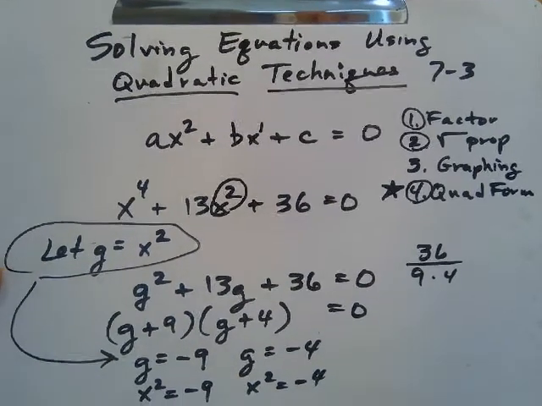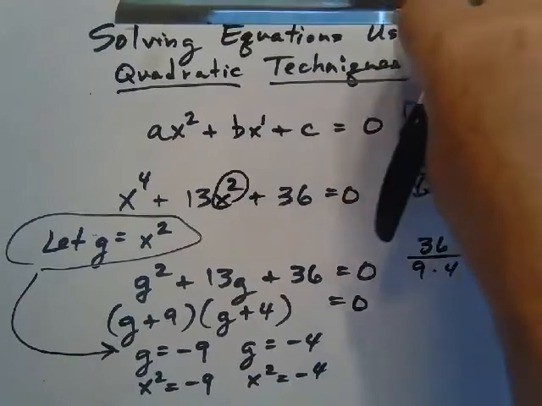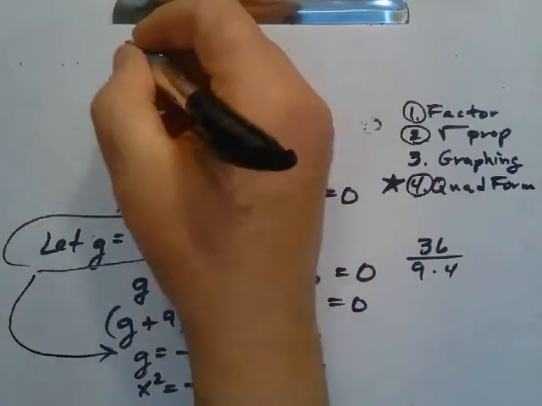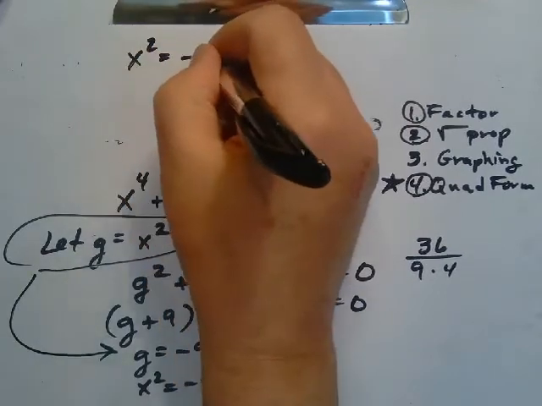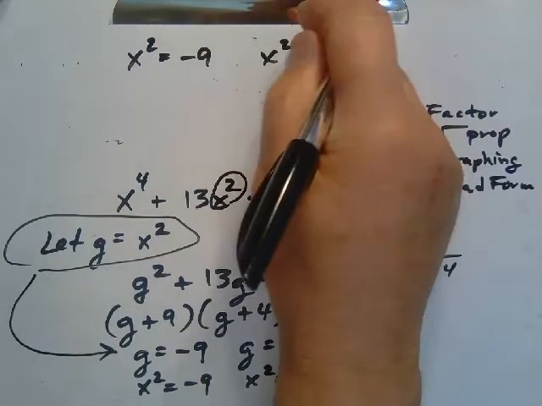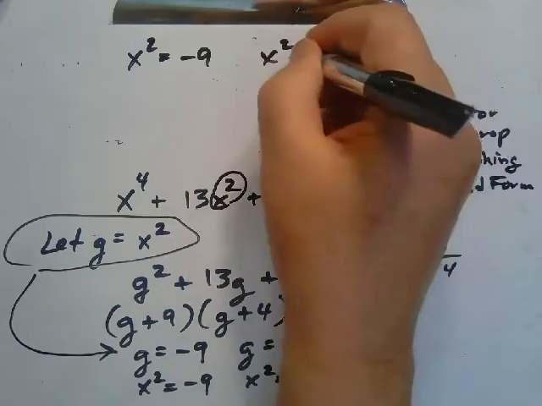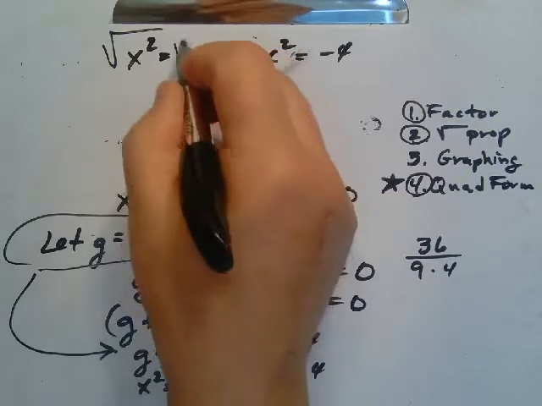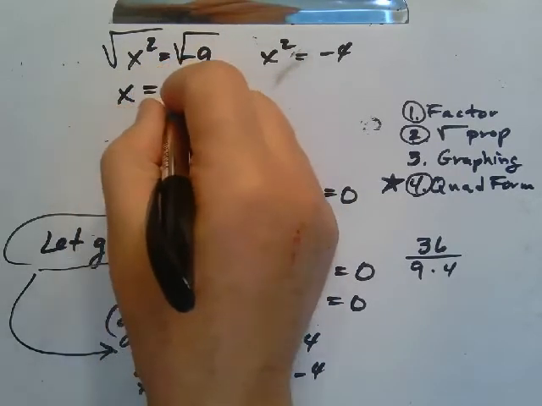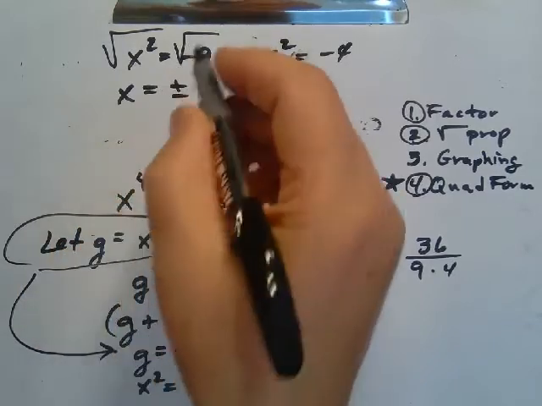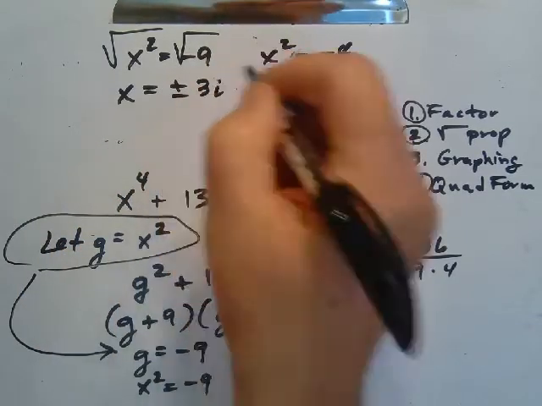I'm going to run up to the top here and put that in up here, okay? Let's go back up to the top here. If x squared is equal to negative 9 and x squared is equal to negative 4, let's solve this. Take the square root of both sides, and we get x equals plus or minus. Now, if you recall, that's going to be an imaginary answer, this is 3i.